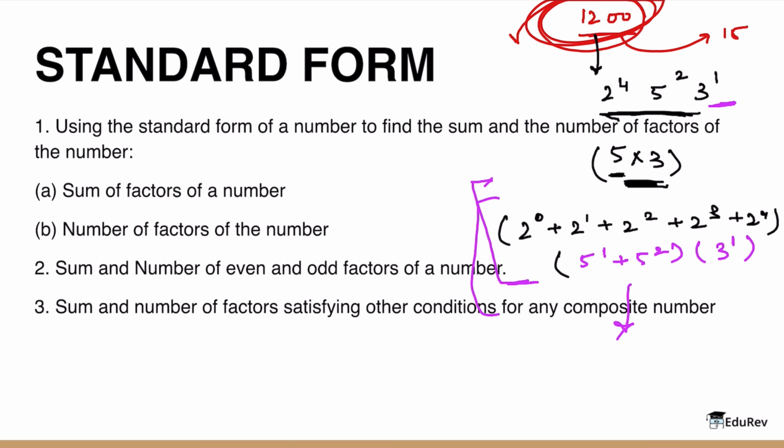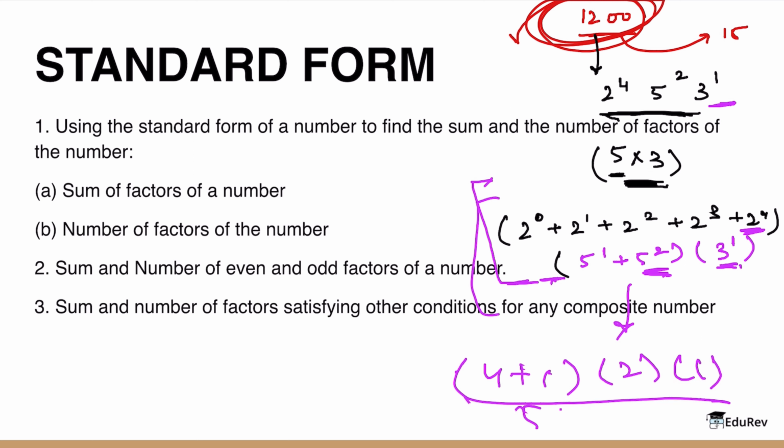Now let's find the number of factors which will be given. So what will be the number of factors? The highest exponent is 2 to the power 4, so 4 plus 1, that is 5. For 5, the highest exponent is 2, so it's going to be 2 only because there is no 0. For 3, the highest exponent is 1, but it's going to be 1 only because there is no 0. So 5 times 2 times 1, which is nothing but 10. That means the number of factors will be given by 5 times 2 times 1, which is nothing but 10.